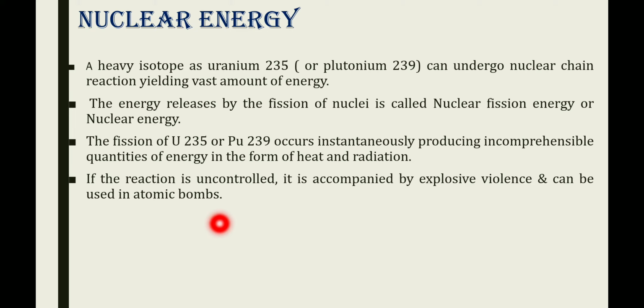3 3's are 9, so 9 neutrons are going to be produced. 3 neutrons are produced after one chain reaction process. So it proceeds in the same manner, and it yields a huge amount of energy. That energy is called nuclear energy or nuclear fission energy. I hope this one is clear.